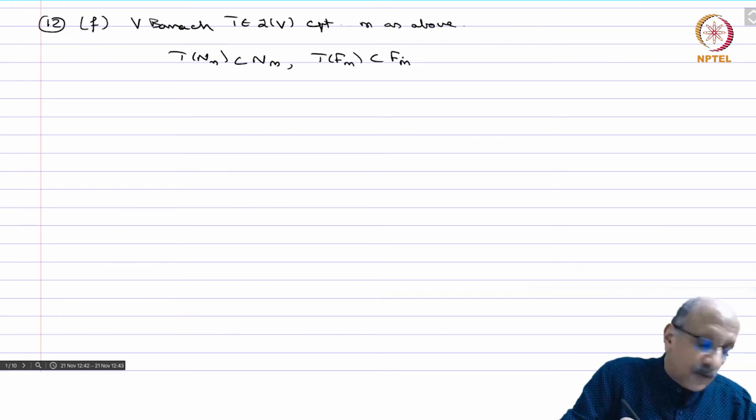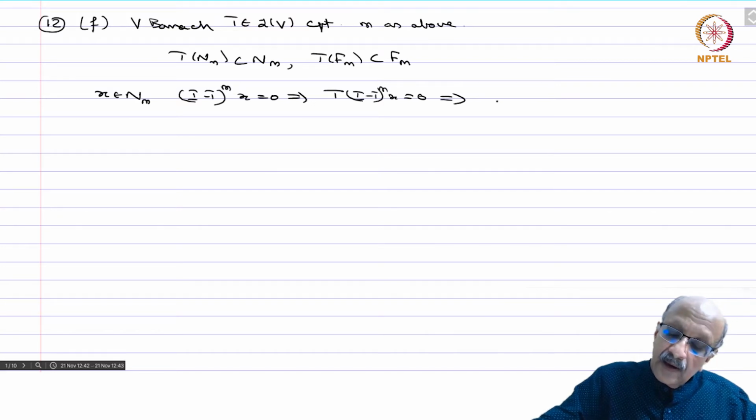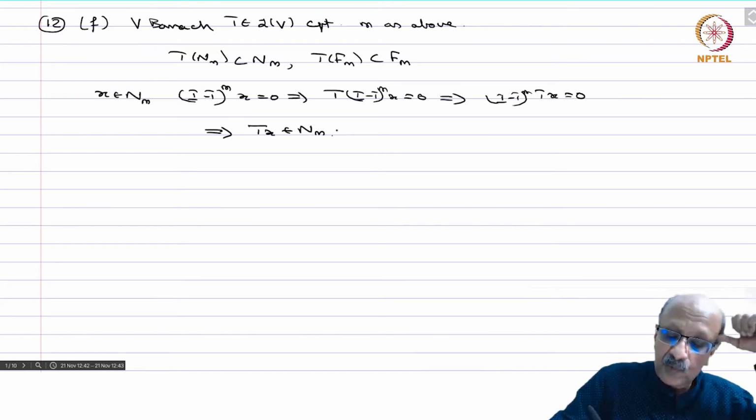Okay. So x is in N_M. So (I minus T)^M x equals 0. So T of (I minus T)^M x equals 0, which implies that (I minus T)^M of Tx is 0 because T commutes, and therefore this implies that Tx belongs to N_M. Okay, so that proves the first one.